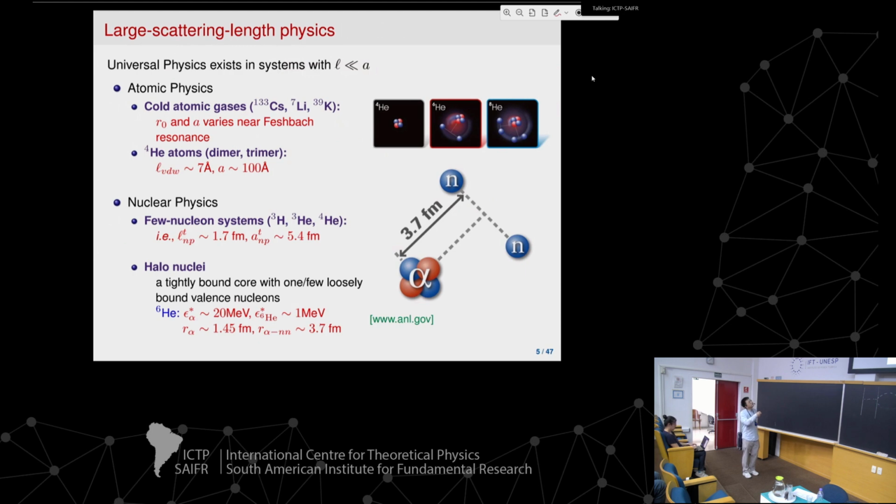You can see that those systems are actually at very different energy scales or distance scales, but they can be described by some similar universal features.